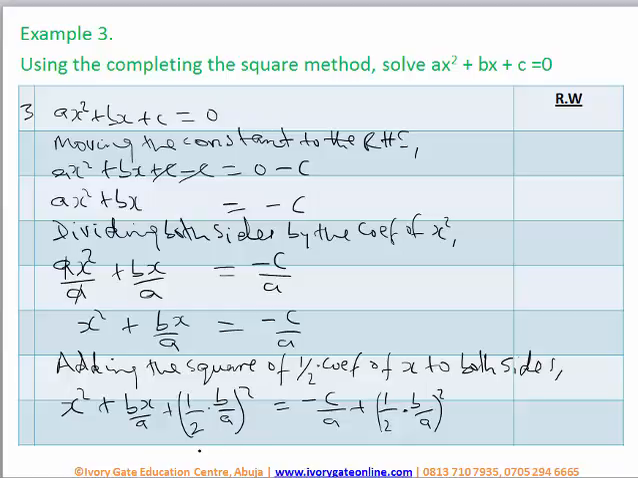Okay, this gives us x squared plus bx over a plus 1 times b is b over 2a all squared is equal to minus c over a plus b over 2a all squared. I hope by now you've observed that we always have the same things in that additional term that we add, because both of them are half coefficient of x.